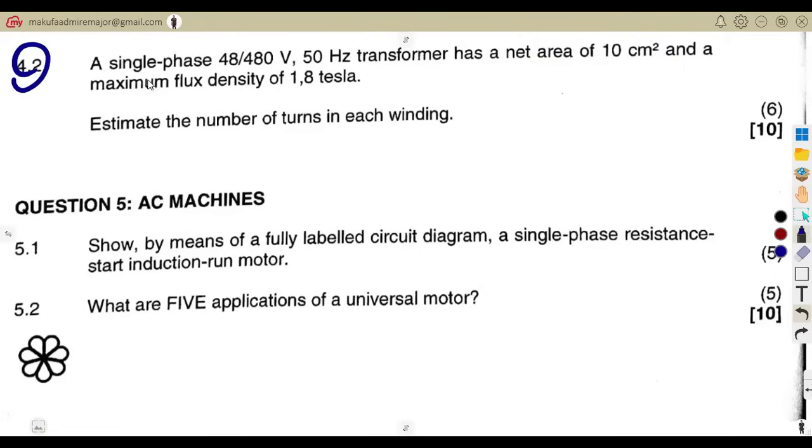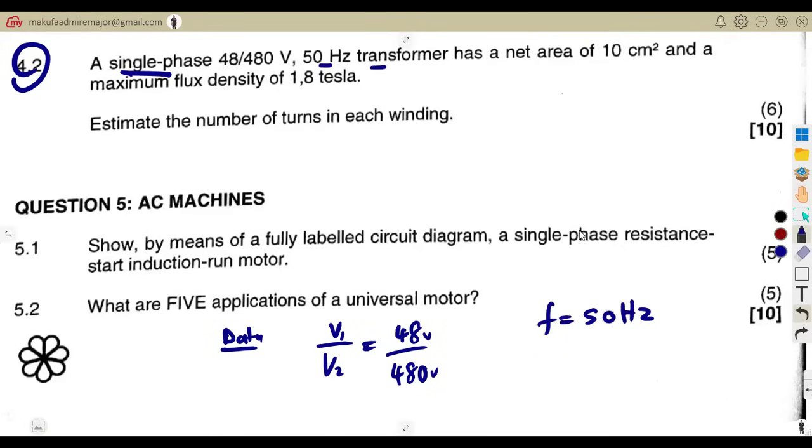4.2, a single phase transformer, 480 over. According to our information, we're given V1 and the voltage. If you're given a transformer, these are voltages, primary, secondary. 48 over what? 480 volts. Then we are given that it's a 50 hertz transformer. The frequency of the transformer is given as 50 hertz.